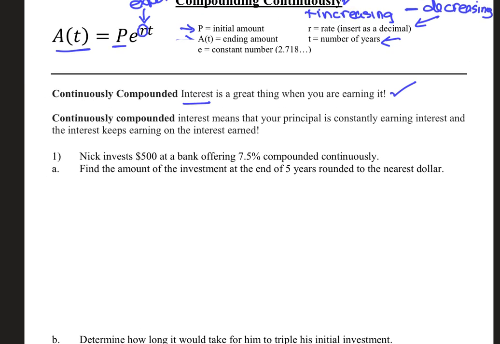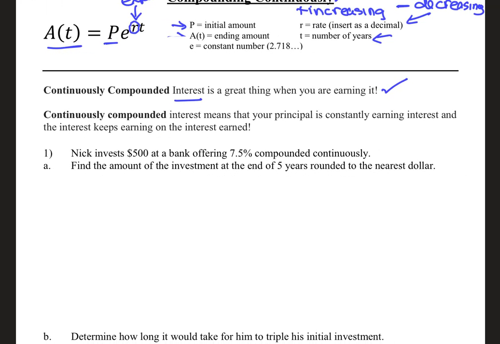Okay, so here we go. Nick invests $500 at a bank offering 7.5% compounded continuously. With compounded continuously, we use what we call our PERT formula up here. That's our PERT, because it spells out PERT if you read it. So A of T is equal to 500, that's your initial investment. Now E is always here. E is the base for the next piece, which is the exponent. That 500 is not in the base. So E is the base, and then the exponent is this rate.